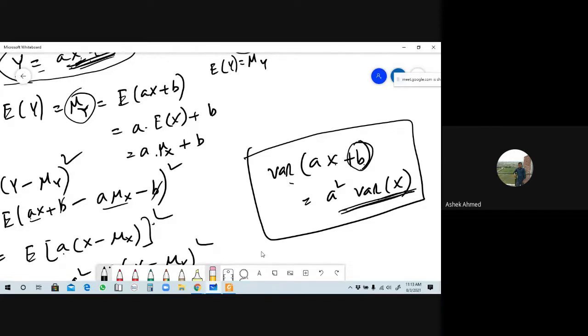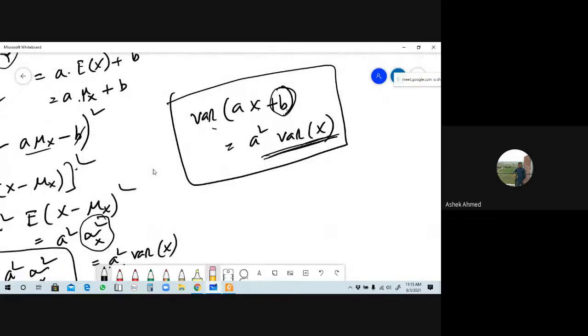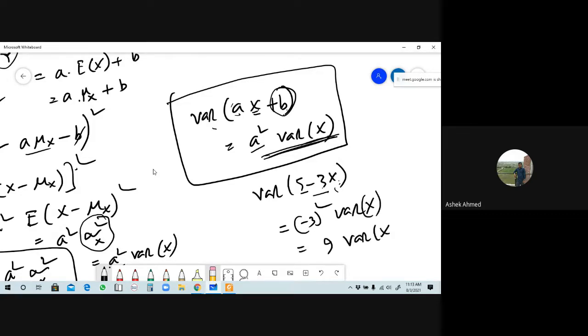Okay, so in that case tell me, if we want to find out the variance of 5 minus 3x, what will it be? Variance of 5 minus 3x: since 5 is constant, 5 will be omitted, but the coefficient of x here is minus 3. The coefficient of x was a, so here it is a square, and the coefficient of x is minus 3. So this will be minus 3 whole square into variance of x here. Okay, so this is 9 into variance of x. Understand? This is our result here.